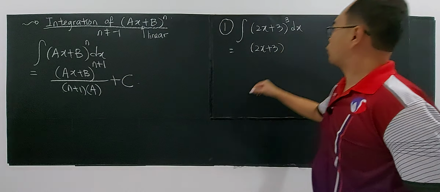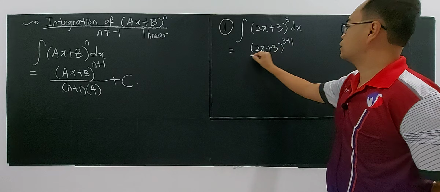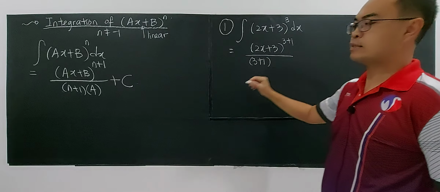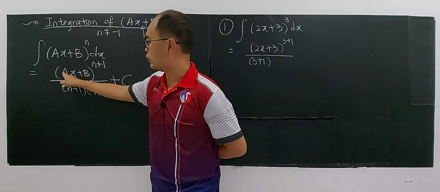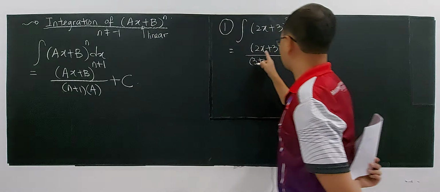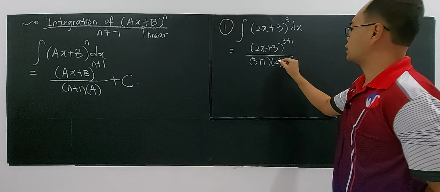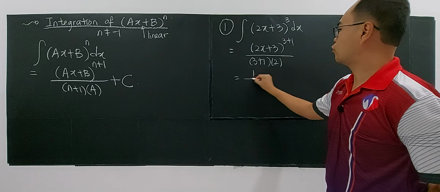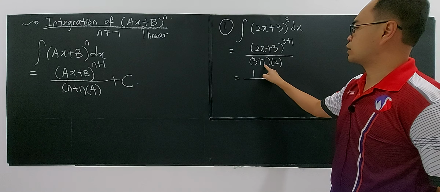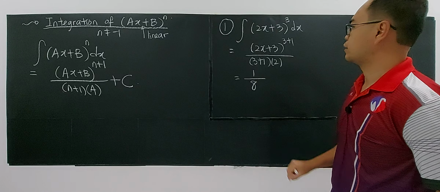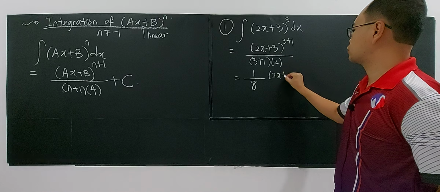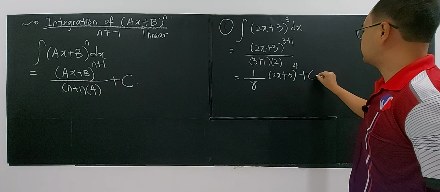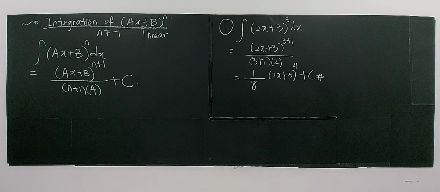The power, you add 1, meaning the 3 you plus 1, then you divide by 3 plus 1, which is n plus 1. And later a: what is the a? It's the coefficient for x. What is the coefficient for x here? Which is 2. As simple as that. So you have 1 over 3 plus 1, 3 plus 1 is 4, 4 times 2, 1 over 8. So then (2x + 3) to the power of 3 plus 1, which is 4. And then done. Very easy.